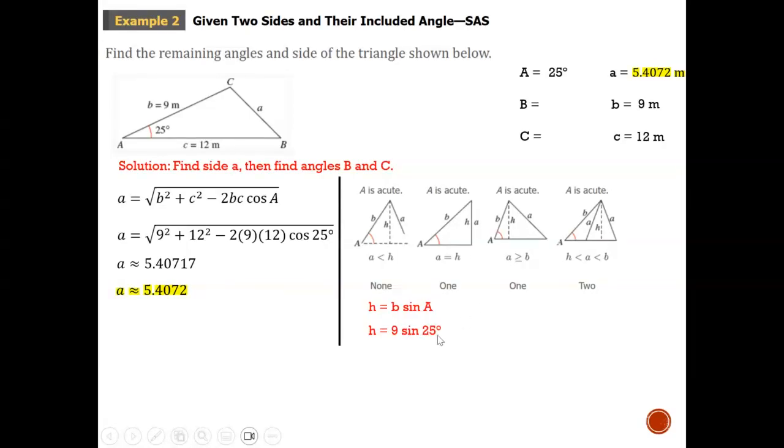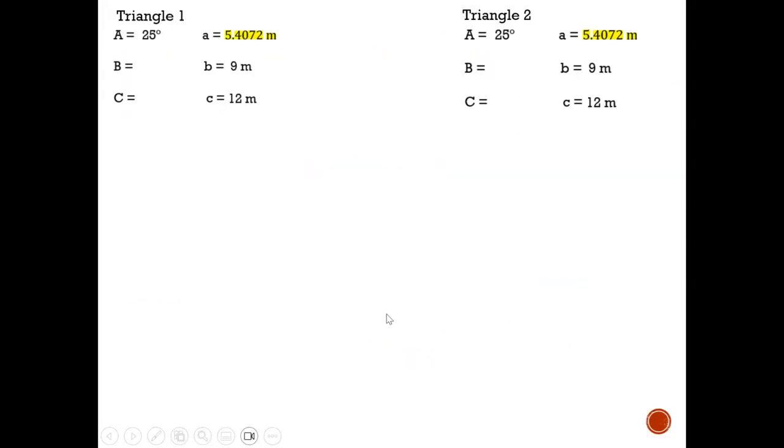H equals B, which is 9, times sine of 25 degrees. H is equal to 3.8035. So you notice it cannot be this one, because A is not less than H. A is more than H. It cannot be the first one. H does not equal A. It cannot be the second one. So it's going to be 2 triangles. Okay, so it's going to be 2 triangles.